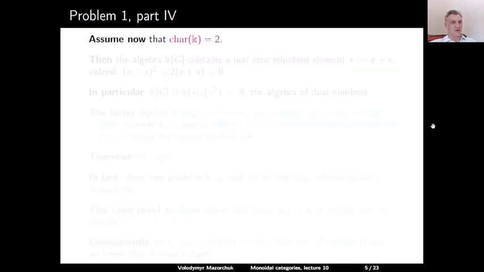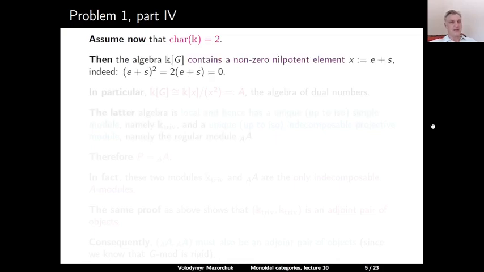Now let's assume that the characteristic of our field is 2. In this case, the group algebra of our group contains a non-zero nilpotent element, namely the element E plus S, where E is our identity in the group and S is our non-identity element in the group. Let's denote this element by X.